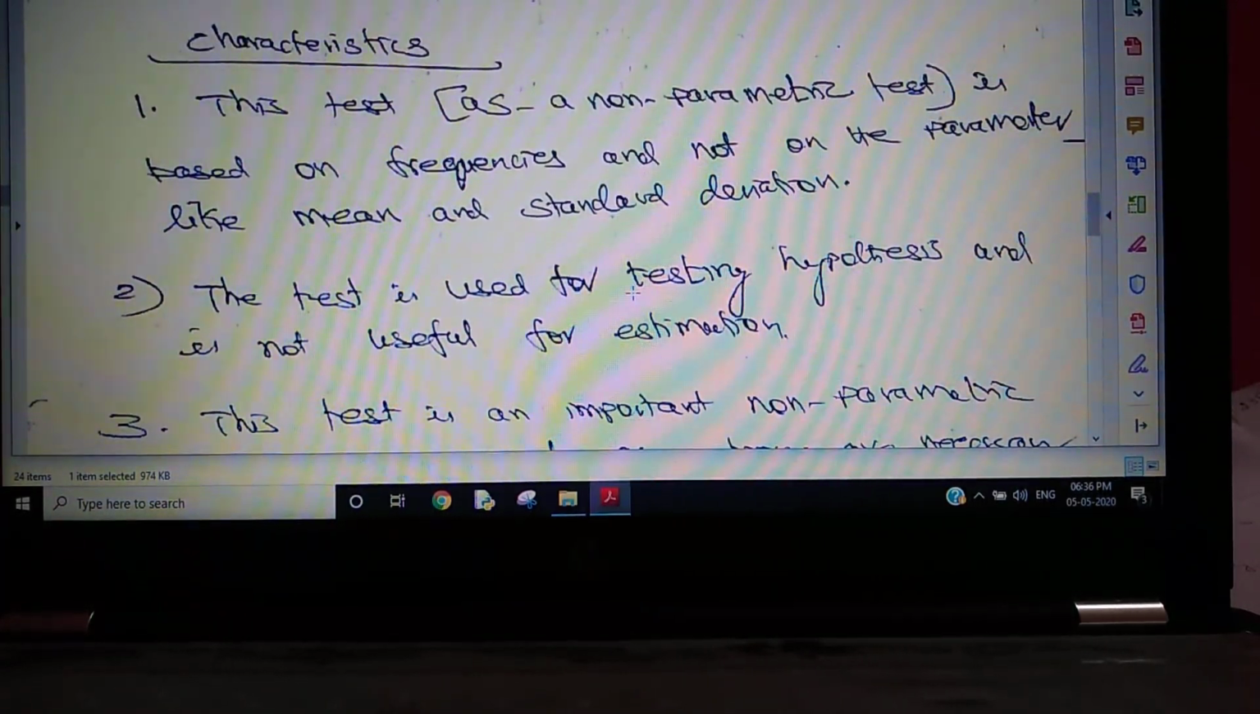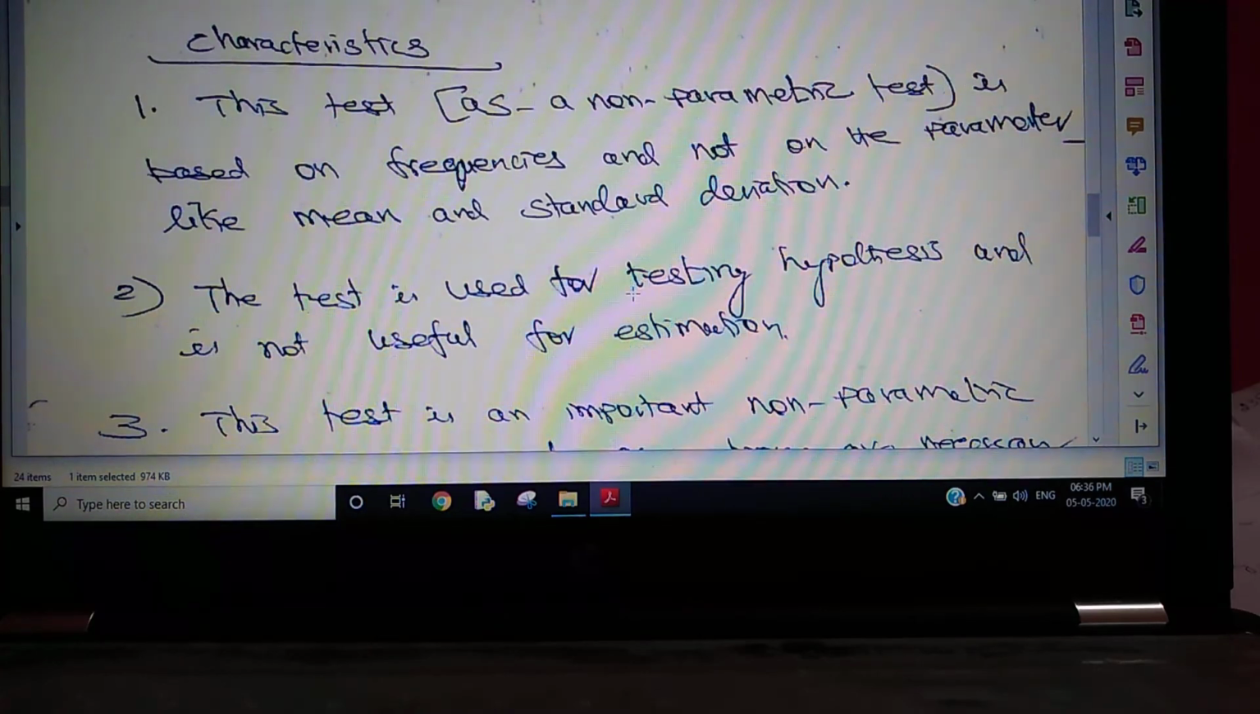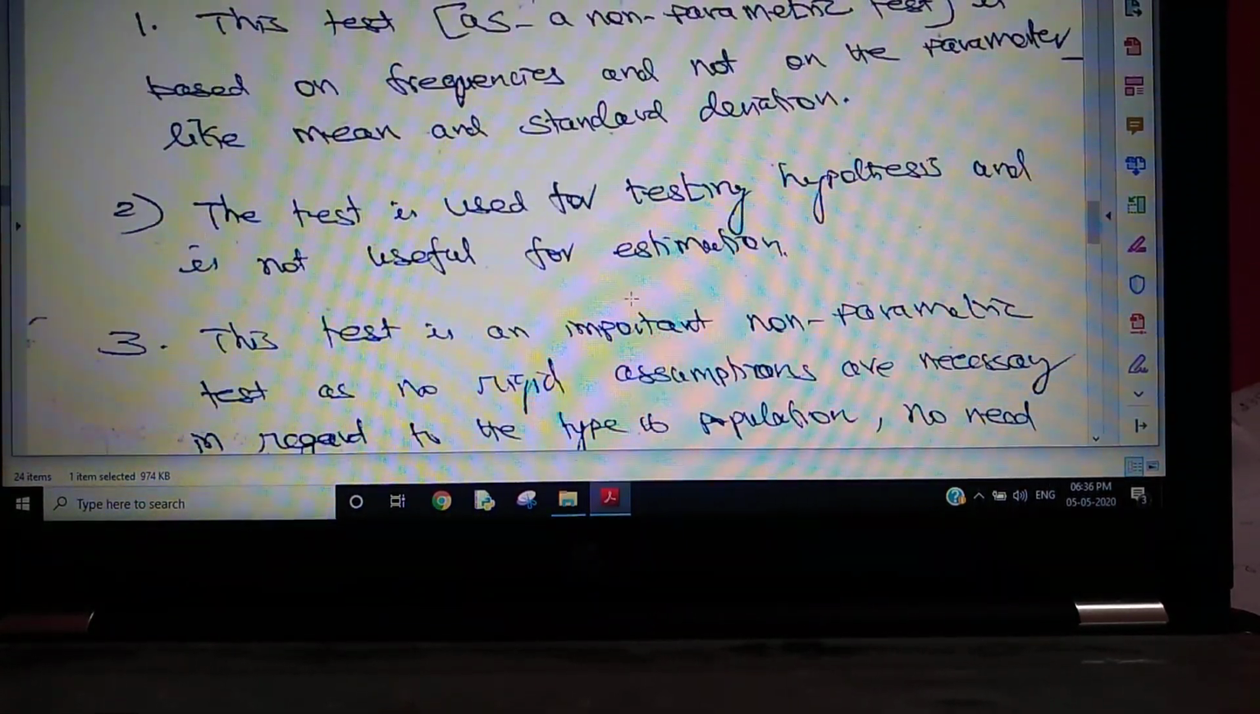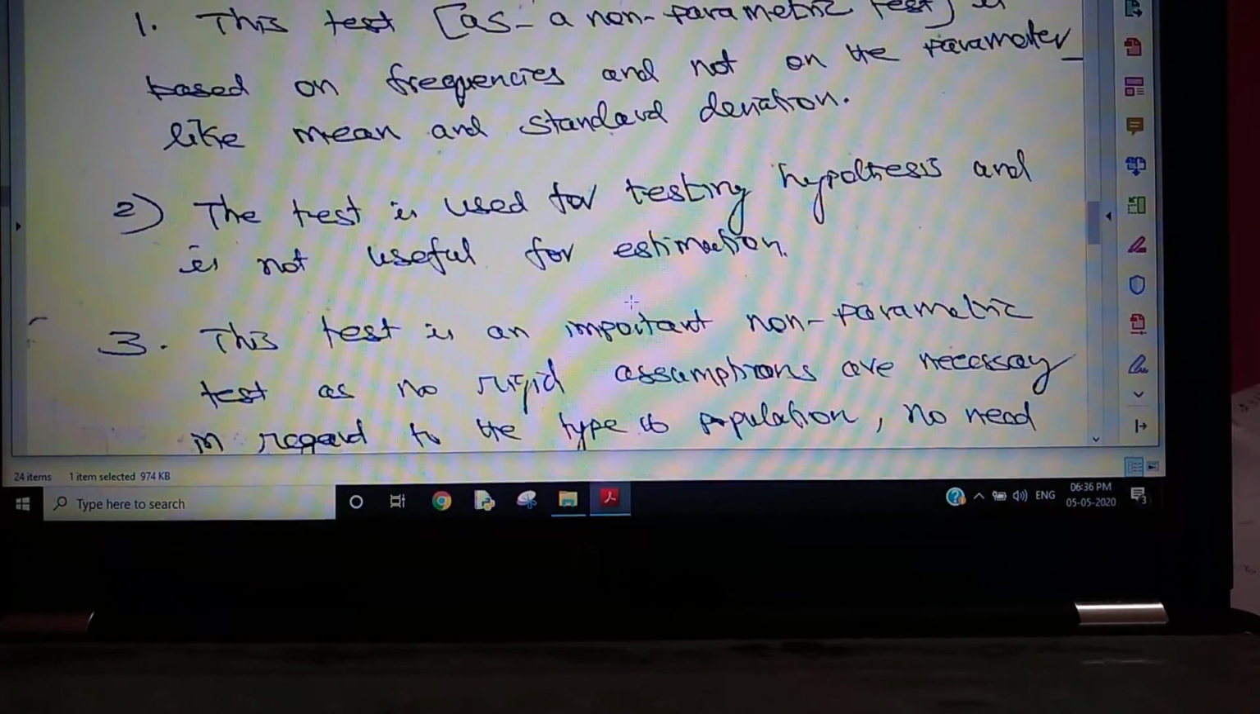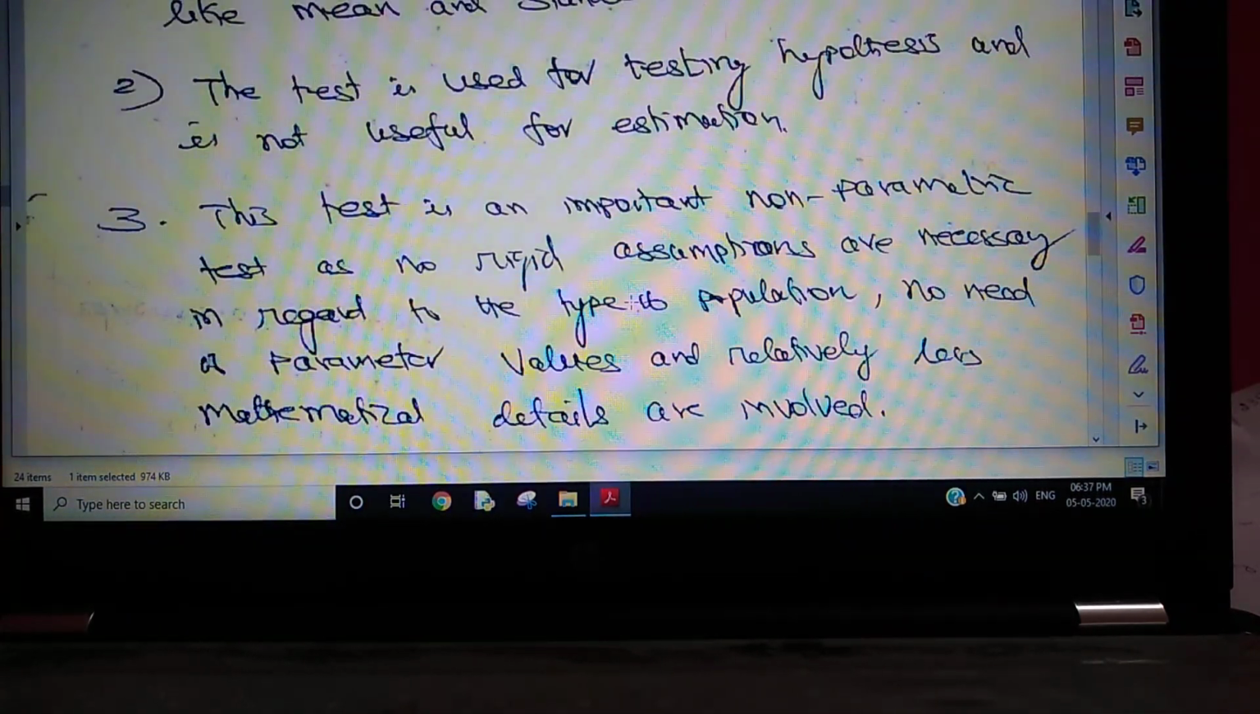Characteristics of this test: it is a non-parametric test, based on frequencies, not on parameters like mean and standard deviation. The test is used for testing hypotheses and is not useful for estimation. It only tests good or bad. With the help of the test, we cannot predict, as we can in simple linear regression or multiple regression.